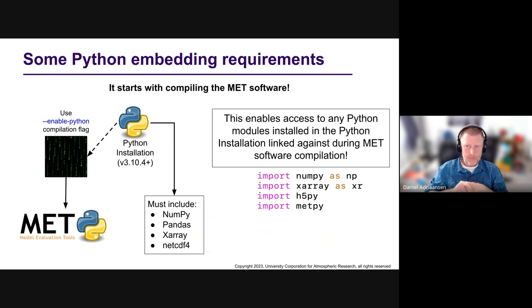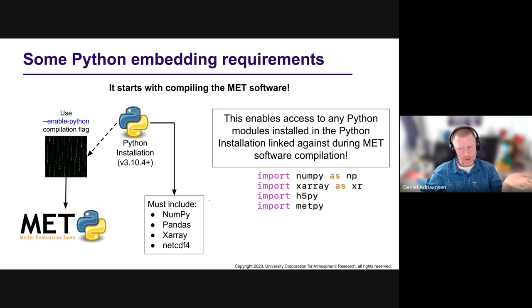So let's talk a little bit about some Python embedding requirements. I'd be remiss not to talk about how to get this capability enabled on your end. So it really starts with compiling the Met software. I'm not going to go into too many details, but there is an enable Python compilation flag, and the documentation for compiling the Met software covers this in detail. What that does is link the Met C++ software with a Python installation. Then we require Python 3.10.4 or above right now. And the Python installation that you use when you compile your Met software must include the NumPy, Pandas, xarray, and netCDF4 packages. So that's the minimum requirements that your Python installation has to have.